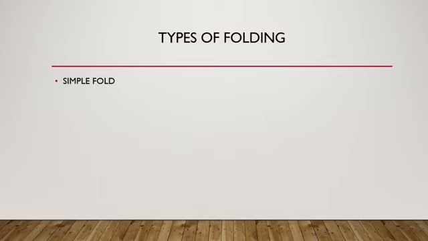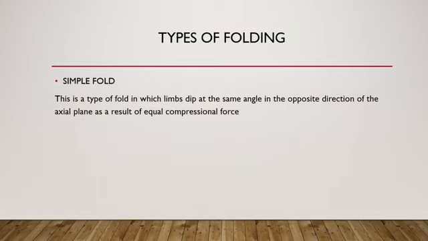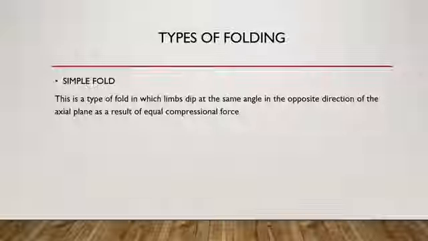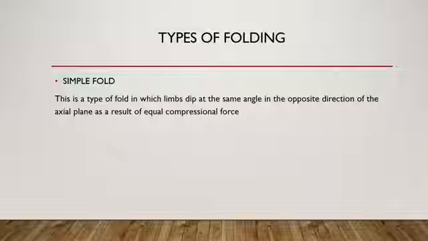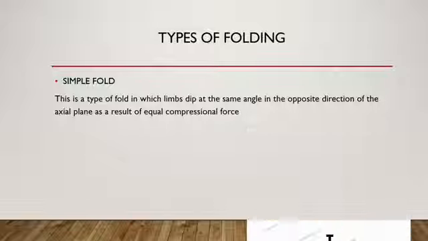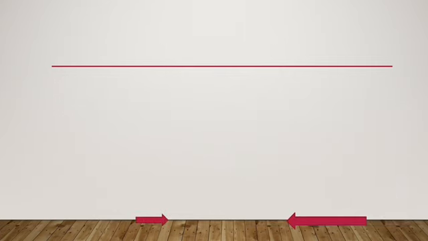Let's talk about the simple fold or symmetrical fold. The simple fold is just a type of fold where the limbs dip at the same angle in the opposite direction of the axial plane. Now in this case, the axial plane is always at a very vertical position. The limbs are of equal angle, they are of equal size, because of equal compressional force acting on the rock.